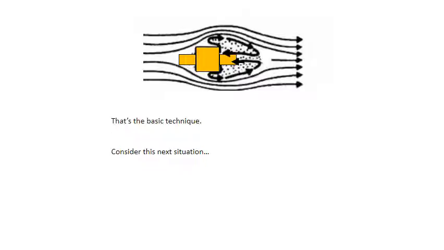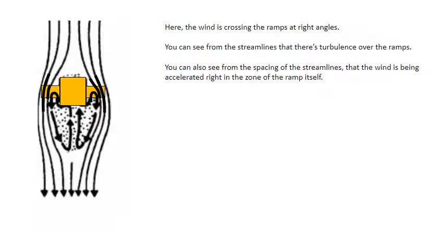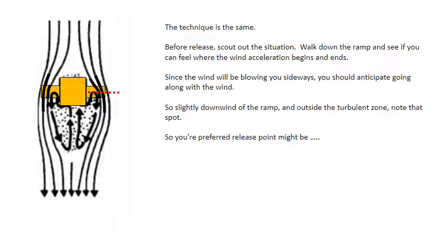Now consider this next situation. Here, the wind is crossing the ramps at right angles. You can see from the streamlines that there's turbulence over the ramps. You can also see from the spacing of the streamlines that the wind is being accelerated right in the zone of the ramp itself. The technique is the same. Before release, scout out the situation. Walk down the ramp and see if you can feel where the wind acceleration begins and ends. Since the wind will be blowing you sideways, you should anticipate going along with the wind.